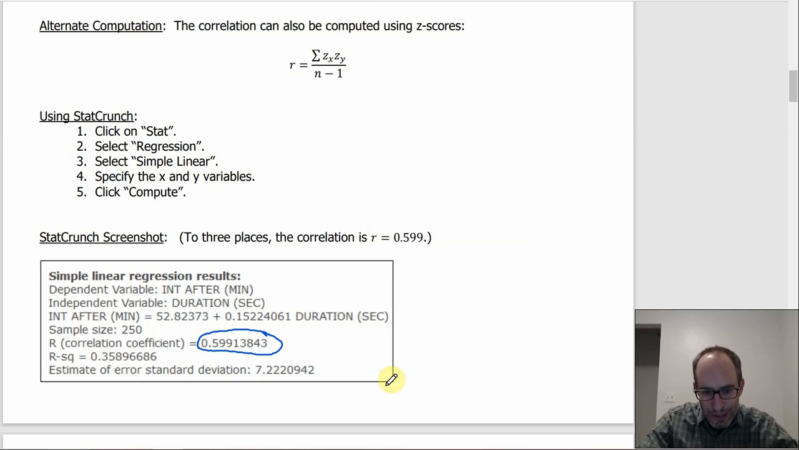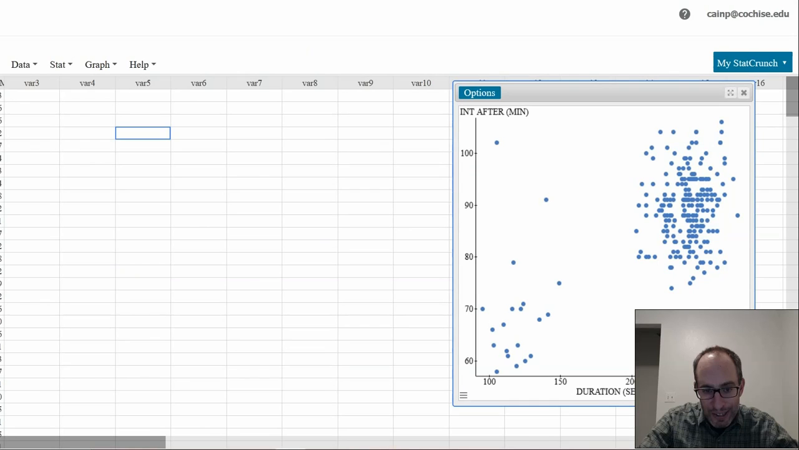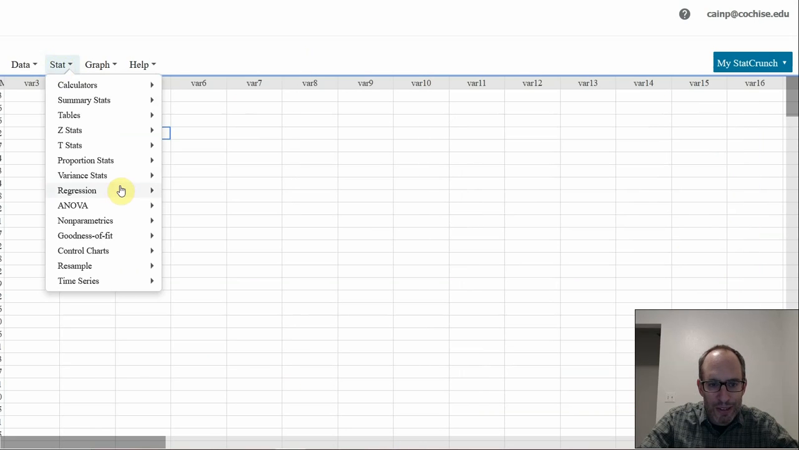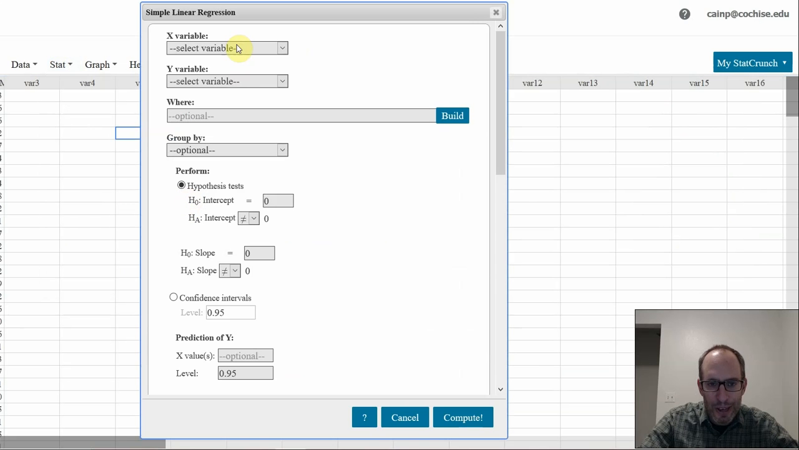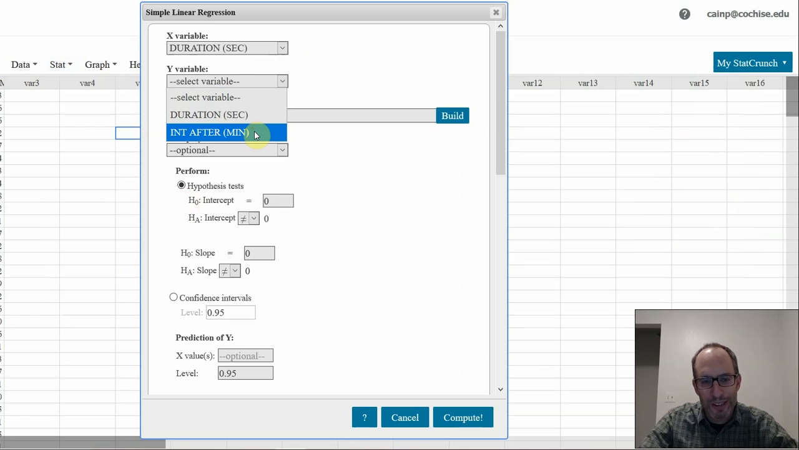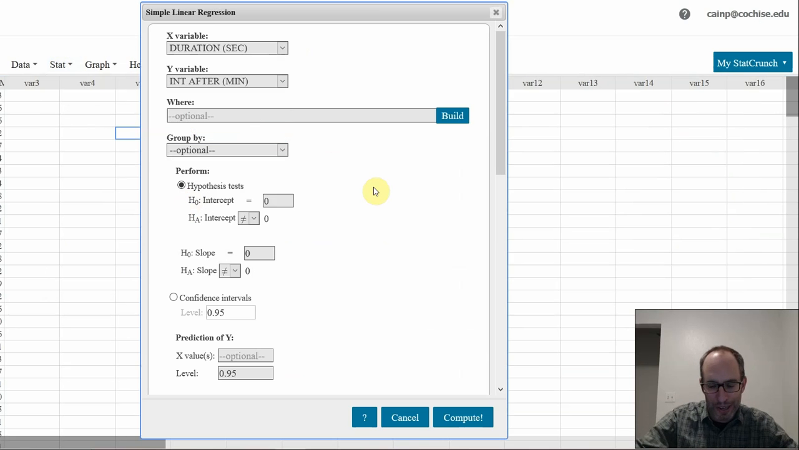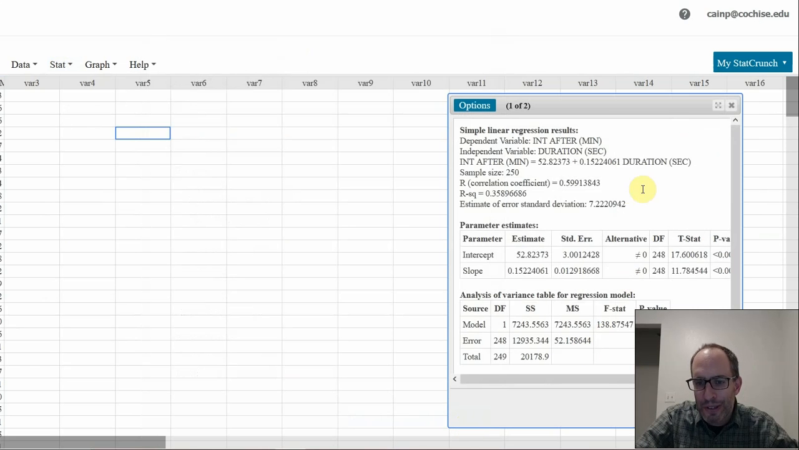So just to show you where it is, since I've already got that data in StatCrunch, I guess I don't need the graph anymore. But if you go to stat, regression, simple linear, and then x, well, we had duration on the x-axis, so I guess that's what I'll do. And then put int after, so like the amount of time until the next eruption on the y-axis, and then compute. And there you can see it. It's in that list up toward the top above the table. It's called parameter estimates. And you can see where it says R correlation coefficient, and it's right there.